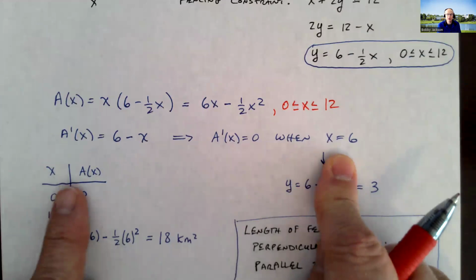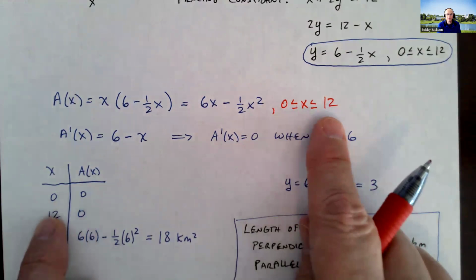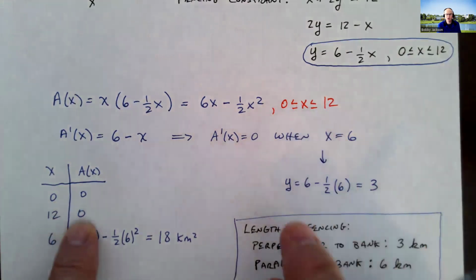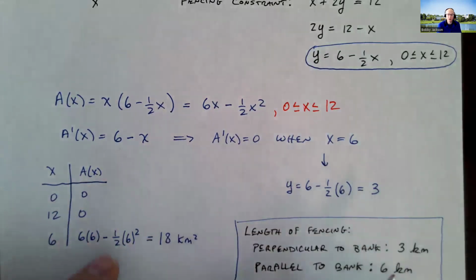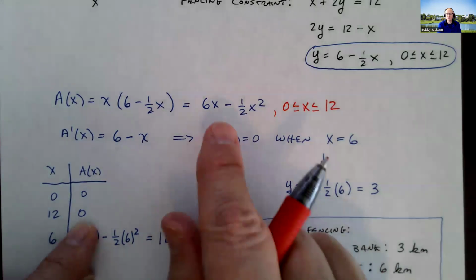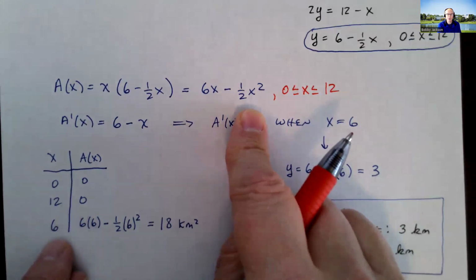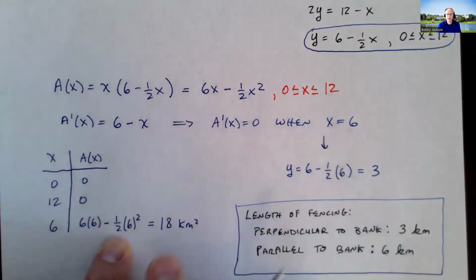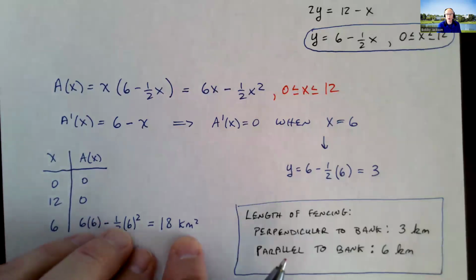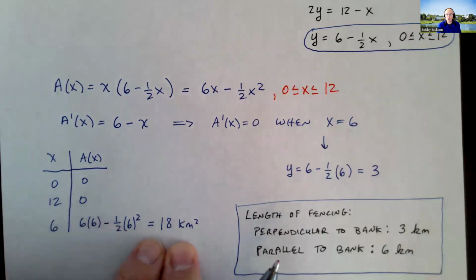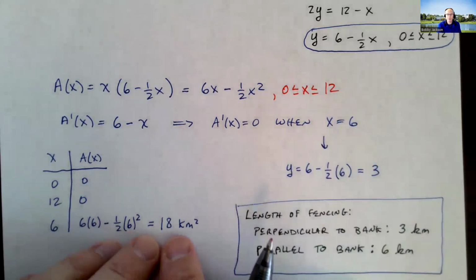And if I do a table of values here, checking the endpoints, the area, of course, is 0 when x is 0. And when x is 12, it's also 0. That's the situation where we had the fences right along the river in one case, or two perpendicular fences extending from the river. You can plug back into this function to see that that gives us 0 for those values of x. When x is 6, if I plug in 6 here for x, I get 18. And so that obviously is the maximum. 18 square kilometers, of course, for the area. So when x is 6 kilometers, then we're going to have the maximum area.